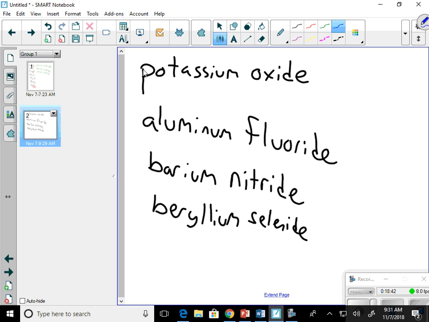If I gave you the written name potassium oxide, I would want you to tell me what the formula is. In order to do that, I would first write down the symbol and the charges for these things. So Alyssa, what is the symbol for potassium? K. And Alyssa, if you look at the top of that column, what charge would potassium normally have to be stable? +1.